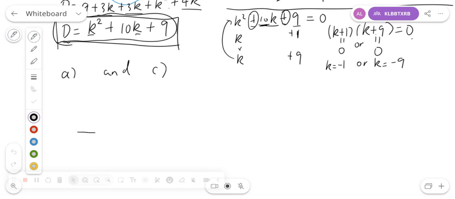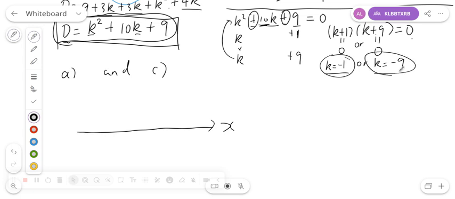So guys, firstly let's do the x-axis. We know that when k equals -1 or k equals -9, we have the solutions. So we actually have these two solutions equal to 0. What does it mean to equal 0? That means we are intersecting with the x-axis. So that is why -9 and then -1, that is what I'm looking for.